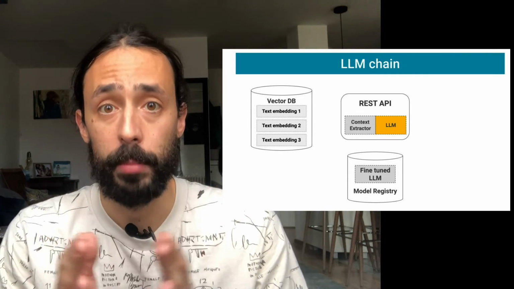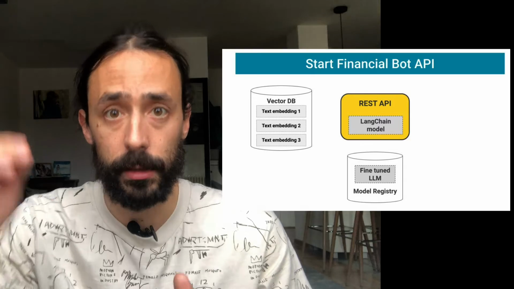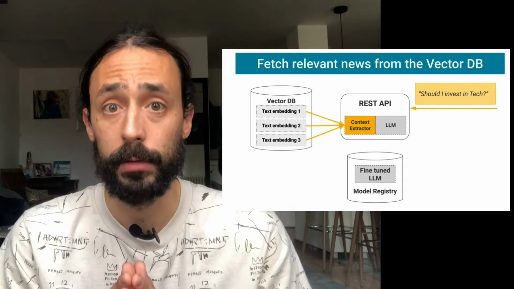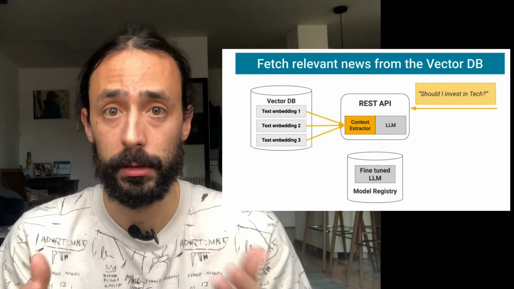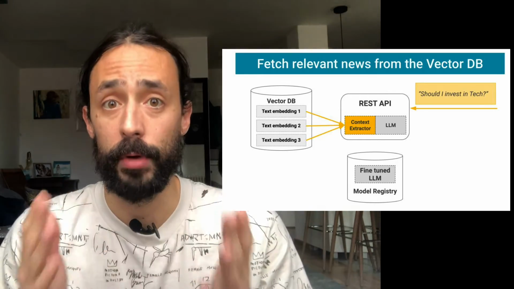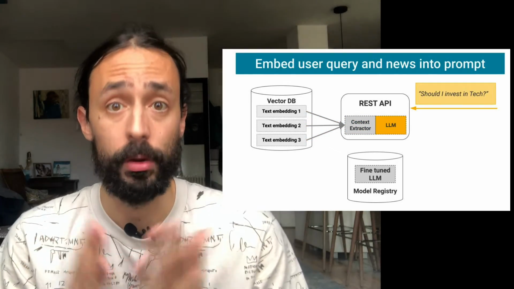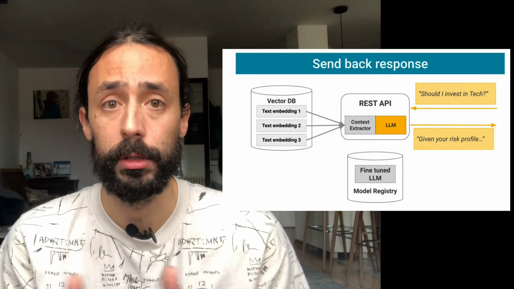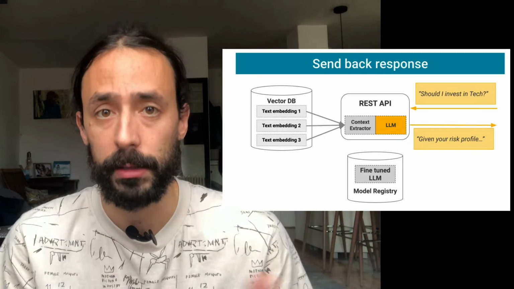So when the RESTful API is up and running, it's going to listen to incoming requests, it's going to fetch the relevant piece of news from the vector DB using k-meter search, it's going to pass that enriched prompt to the fine-tuned LLM that we created in the previous lesson, and then it's going to output a response to the user, which is going to contain sound financial advice.